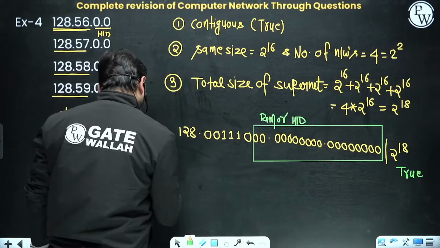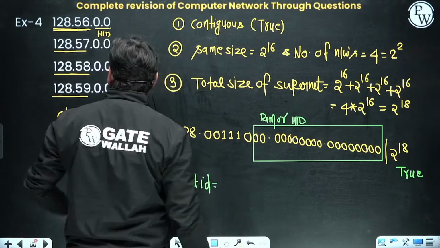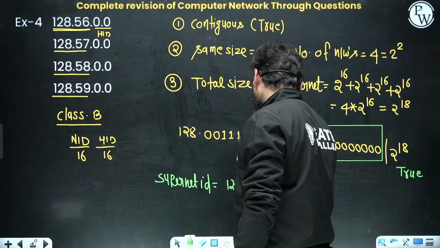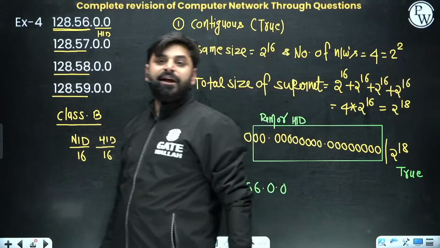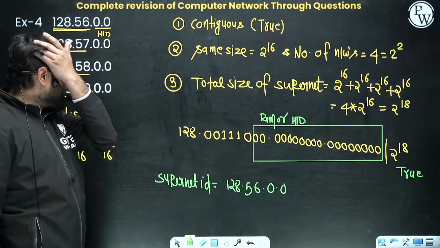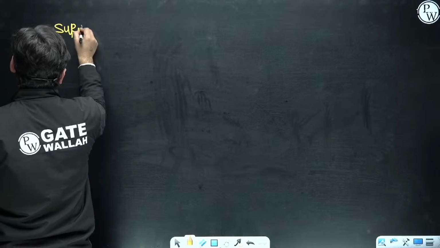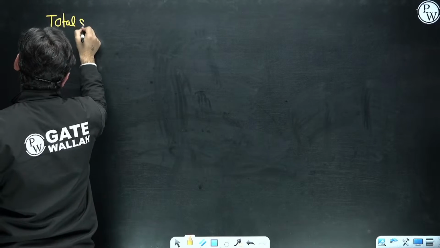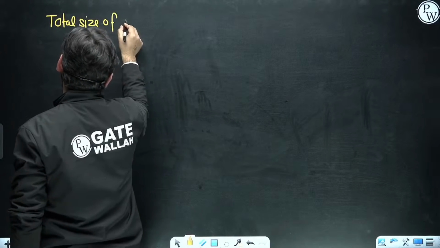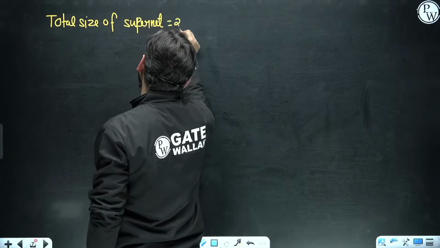So what will be the supernet ID? Supernet ID is nothing but the first IP address. The first IP address will be 128.56.0.0. Can anyone tell me the supernet mask? Supernet mask depends on the total size of the supernet. Total size of supernet, how much? This is nothing but 2 power 18.